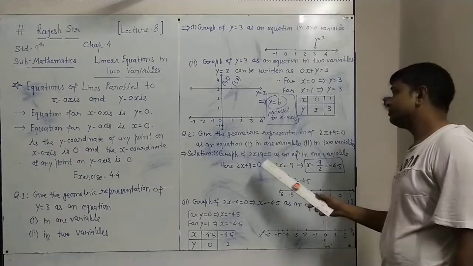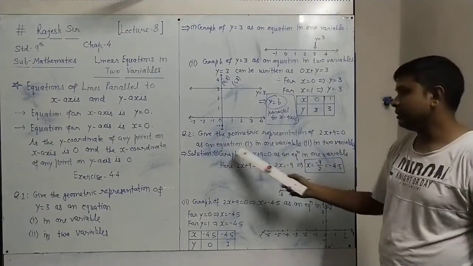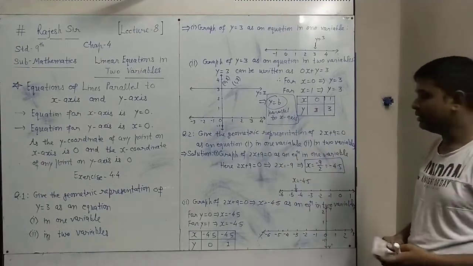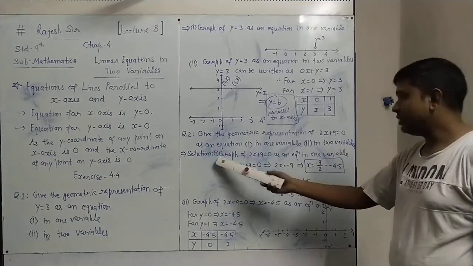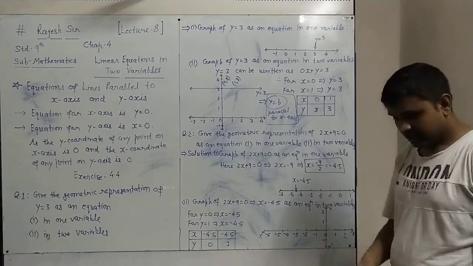Similarly, the next is to give the geometric representation of 2x plus 9 equal to 0 as an equation in one variable and in two variables. So first, in one variable, we consider the graph of 2x plus 9 equal to 0 as an equation in one variable.